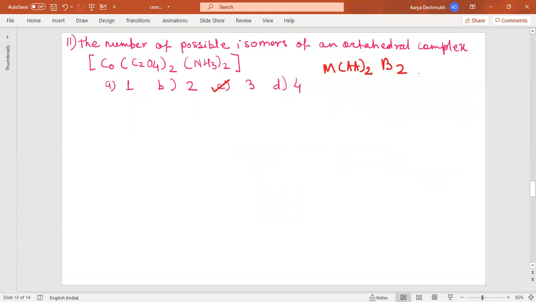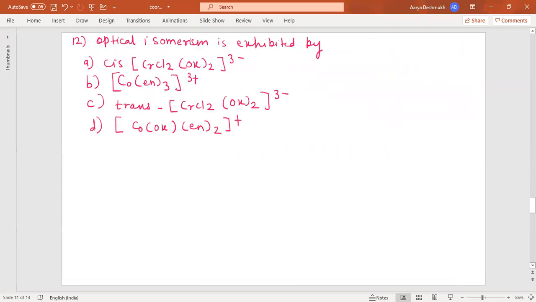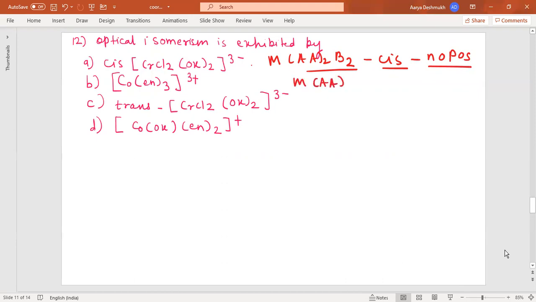Now the next one, let us proceed further. Optical isomerism is exhibited by which one here. As usual, you just try to find out the type of the complex. This is an M(AA)2B2 type of complex. In such a type of complex, the cis isomer is optically active because it doesn't have a plane of symmetry. So you can remember such points. The second is an M(AA)3 type of complex.